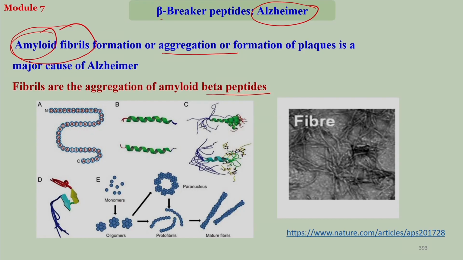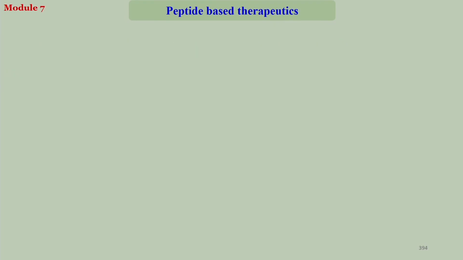There are some popular ones, of course, none of them has come to market yet. For example, KLVFF is one kind of peptide that has the tendency to break fiber formation, that can break the fibrils.